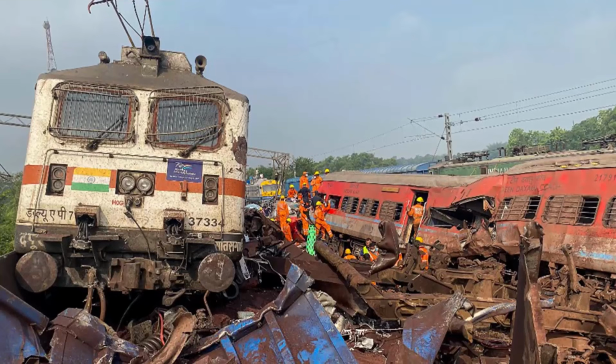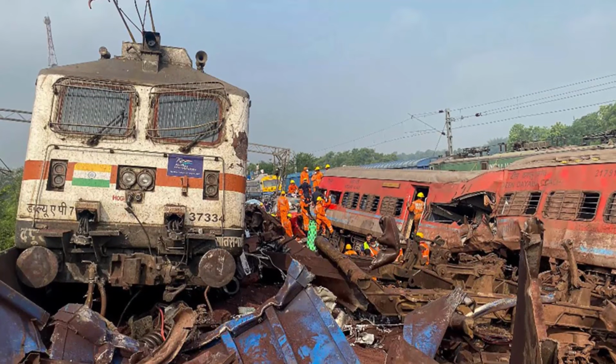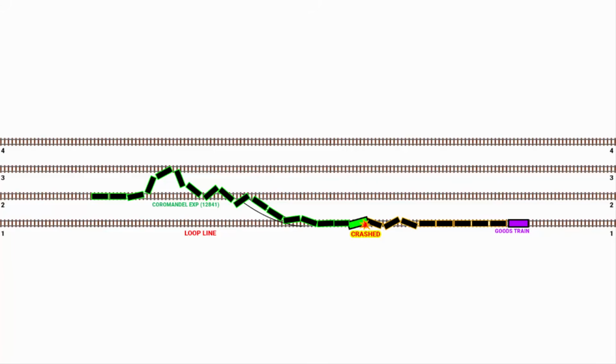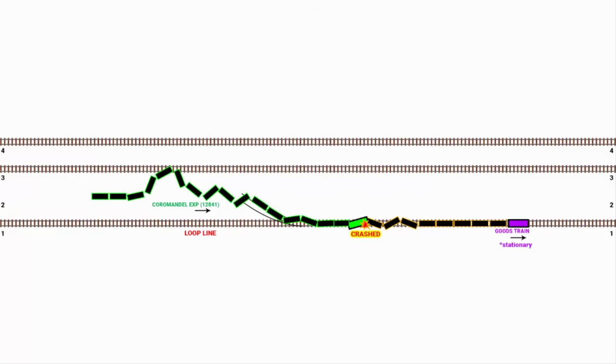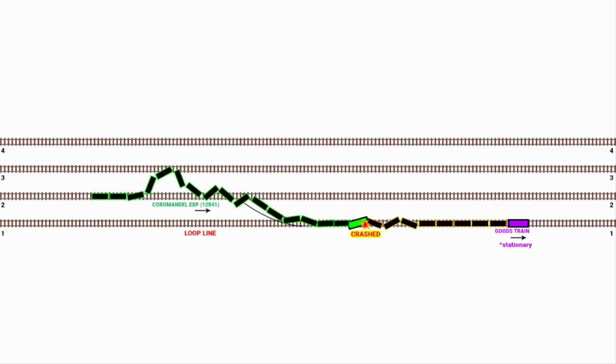The engine of the passenger train crushed the rear end coach of the goods train and went above it. Both the passenger train as well as the goods train were in the same direction because they were supposed to go in the same direction. It is just that the goods train was stationary and it was sitting idle in the loop line. The passenger train, that is the Coromandel Express, was already on its fixed main line to Chennai, that is track number 2. But then what happened was it moved on to the first track, that is the loop line, and collided with the goods train.